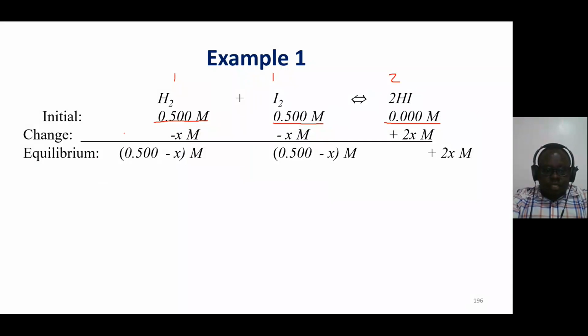Okay, so if we look at the net change, the equilibrium concentrations can be given by 0.5 minus X. So this is the equilibrium concentration of H2. And iodine decreases by X. So it is 0.5 minus X molar as the equilibrium concentration of I2. And the concentration of HI increases by 2X molar.